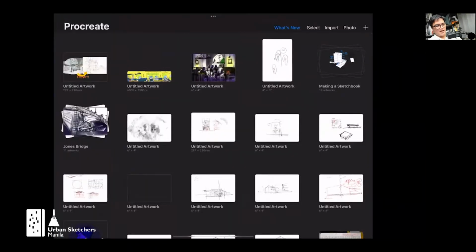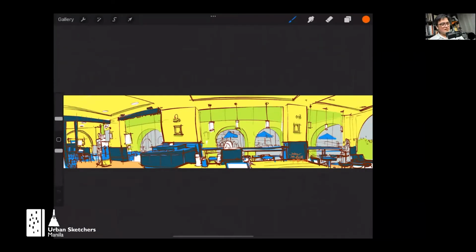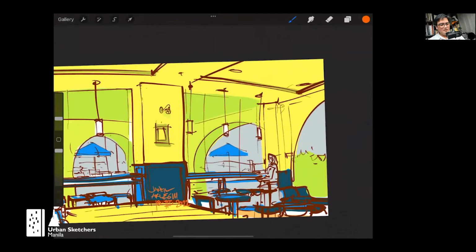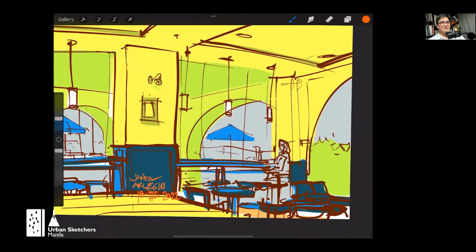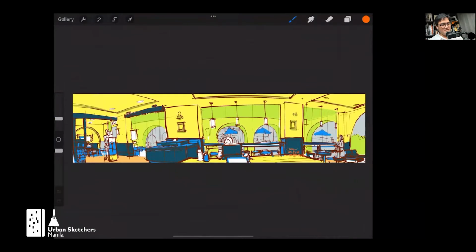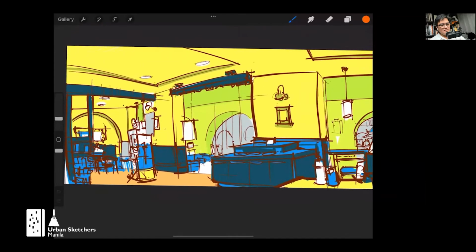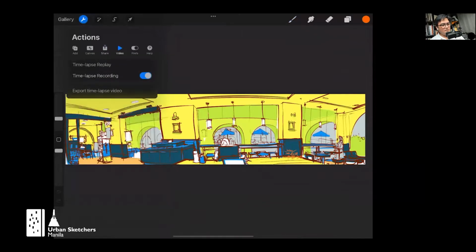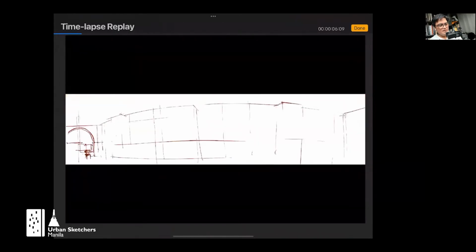So I'm going to show an example here, if you have any questions, of a panoramic sketch. This is observing one part, the middle part, and then the end to my right. How many degrees is this? Almost 180 degrees, from my left to right. And if you take a look at the video time-lapse replay, this is how I started.